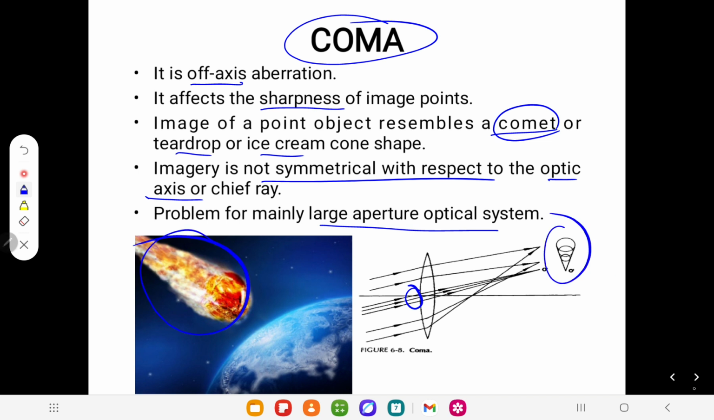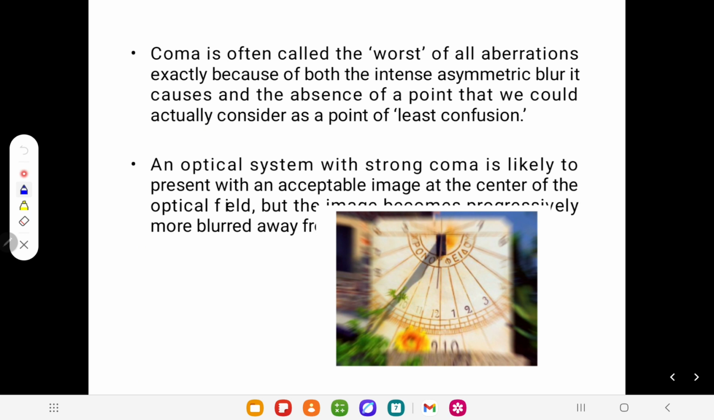So this is coma. Coma is often called the worst of all aberrations, exactly because of the intensity and asymmetrical blur it causes, and the absence of a point. There will be no point. There will always be asymmetrical blur, and that could usually be considered a point of least confusion. Since it's asymmetrical and there is no particular point, it's like a comet, a cone. That's why it's called the worst of the aberrations.